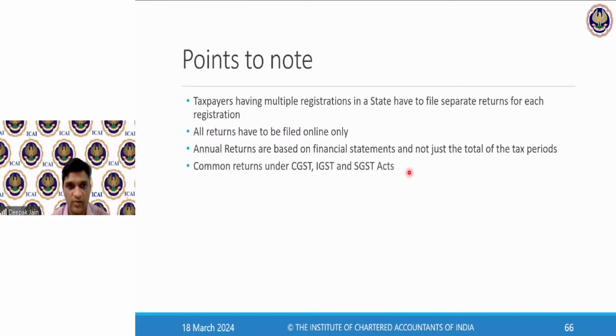So it's based on annual statements and financial statements. A common return for CGST, IGST, and SGST means no separate returns; there is one common return for all the 3 taxes. No revised returns. Revision is possible only through an amendment, so a return cannot be completely revised. Whatever I find in the next month's return, in that I can do the amendment. Then a nil return is mandatory to file in case of no transactions.